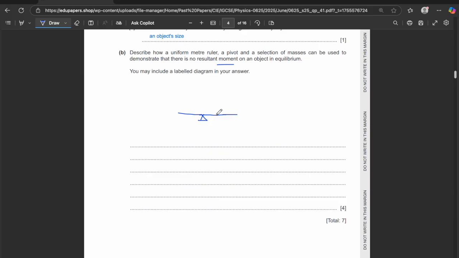Okay, so let's just say this is a uniform meter ruler. Like say this is 0.5 meters and 0.5 meters. You don't really have to write that. And we have a selection of masses, which means we can put a mass here, somewhere around here, and then we know the mass, right? So if we know the mass, we know the weight or the force, and then we know the distance between these two and can calculate the moment, and this will act in a clockwise direction, and this will act in an anti-clockwise direction. We have to show that this clockwise moment and anti-clockwise moment are equal, so that the object does not have a resultant moment.